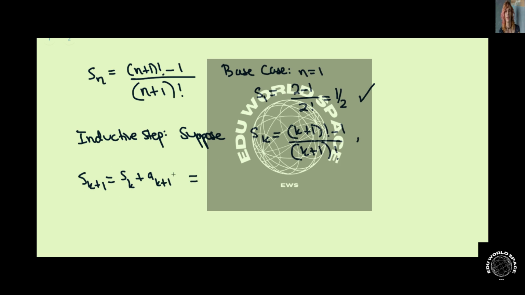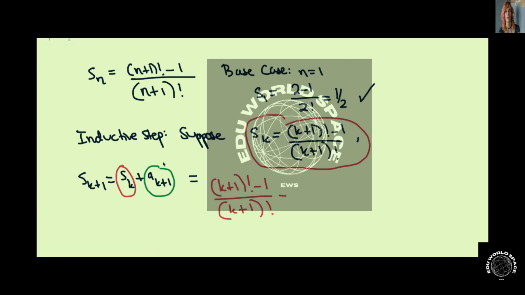You take the previous partial sum and then you just add the newest term. And now I can describe Sk using this formula from our inductive hypothesis. So this is k plus 1 factorial minus 1 over k plus 1 factorial, and then plus A(k plus 1). Well, I already have a formula for A on the previous page. On the previous page, we know An is n over n plus 1 factorial. So use that formula with n equals k plus 1.